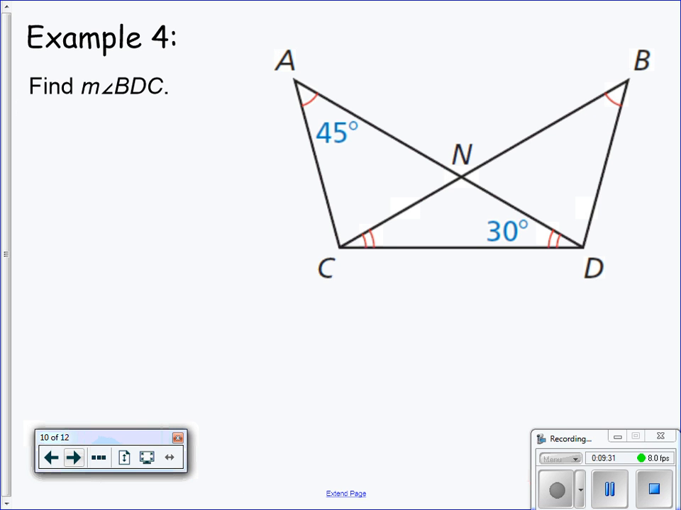So let's look at this. It says find the measure of angle BDC. So let's just mark that BDC. Okay, that's this angle right here. Now, when you're looking at this, I want you to think about this large triangle here. BDC is going to correspond to this large triangle here, and it's going to correspond to ACD.